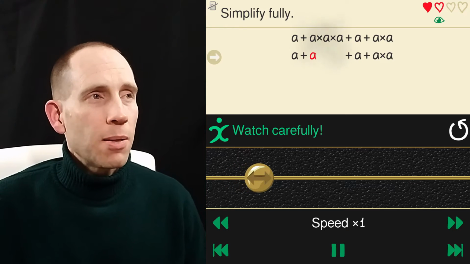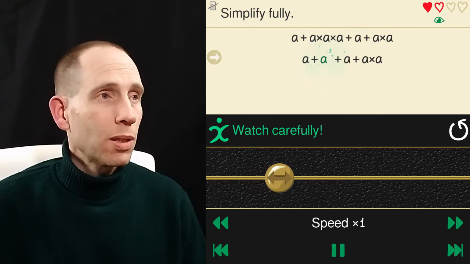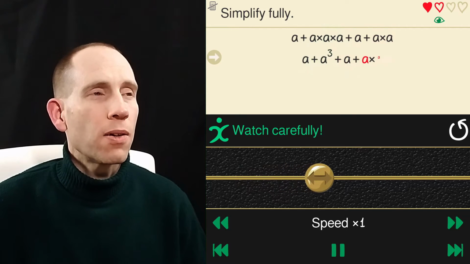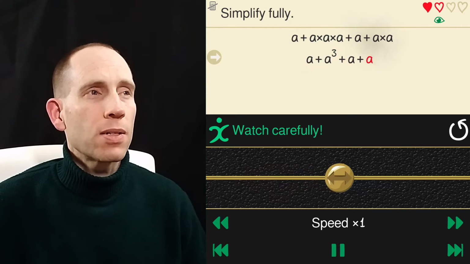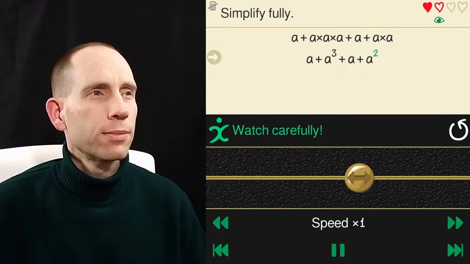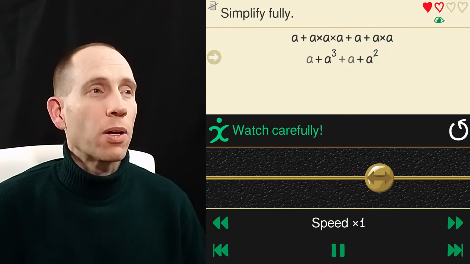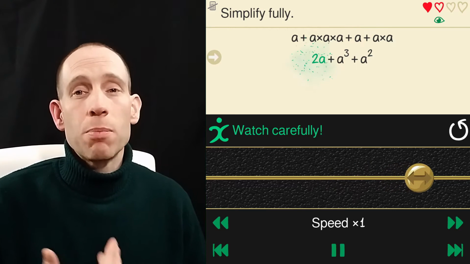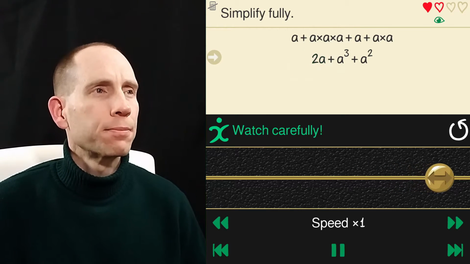So a times a is a squared, and then I think it will simplify the last term next. So a times a is a cubed, and then I've only got two like terms, the two a terms, and an a plus an a will give me 2a. There we go.